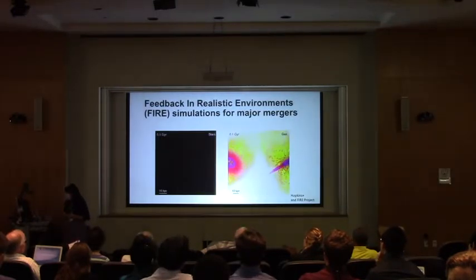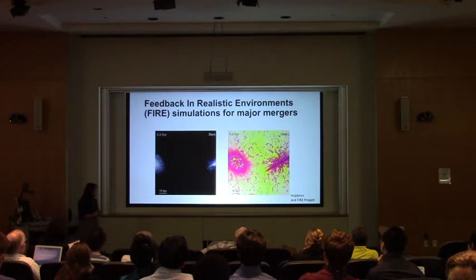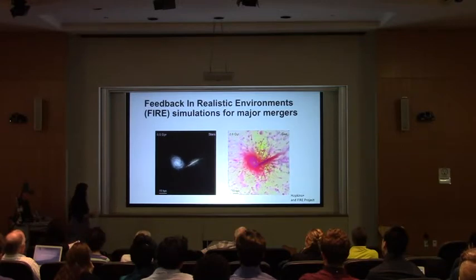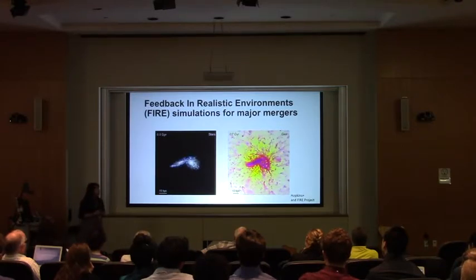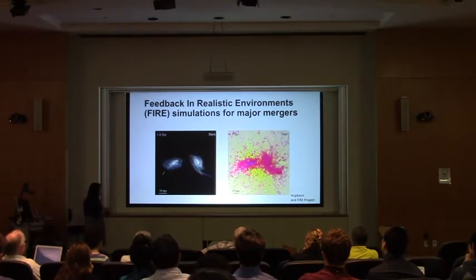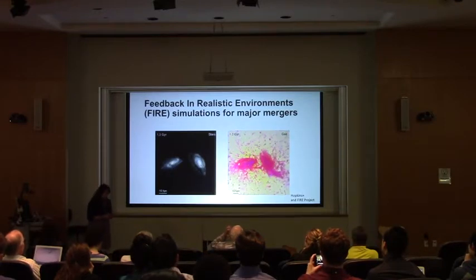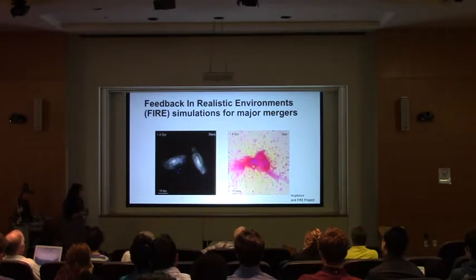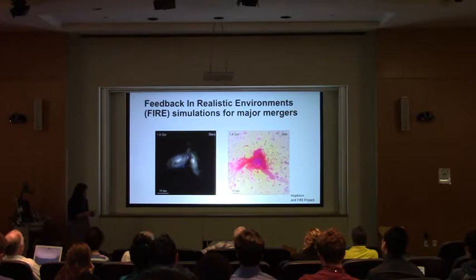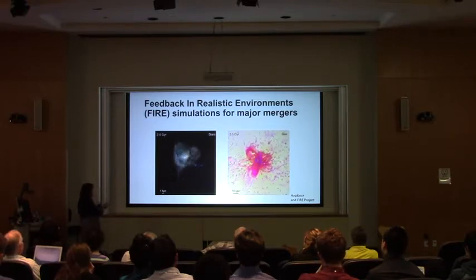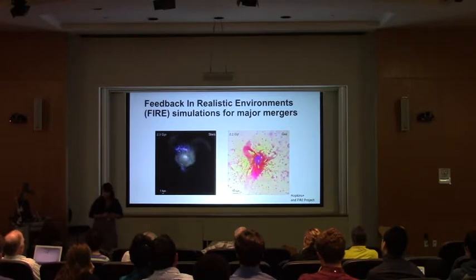So, current state-of-the-art simulations now incorporate feedback models into their simulations. For instance, the feedback in realistic environments, or the FIRE simulations. Here for galaxy mergers, I'm showing on the left a mock optical observation of the stars, and on the right the surface density and temperature of the gas of two progenitor galaxies merging, and you can see that a lot of times the gas, unlike the stars, actually gets spewed out throughout the process, and not just at the very end when the nuclei finally coalesce.